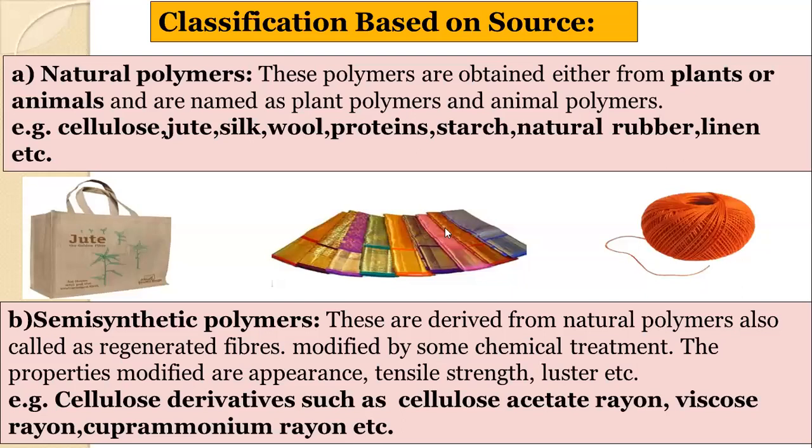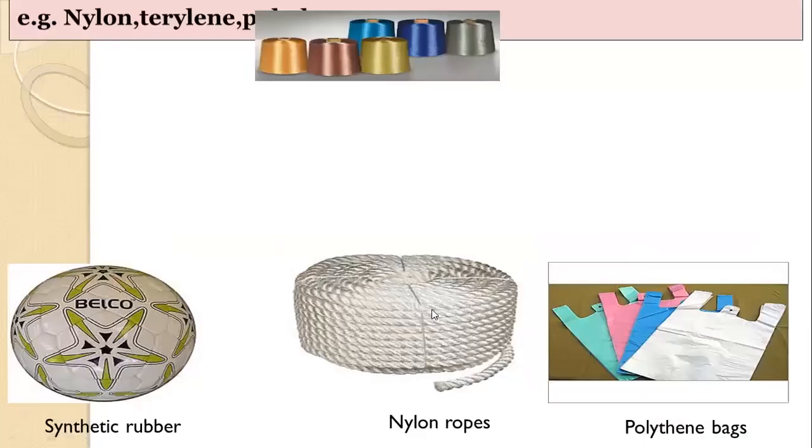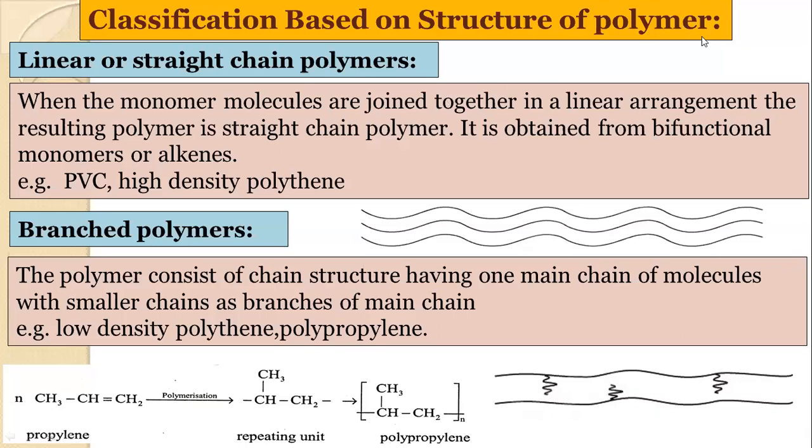So the next part is classification based on the structure of the polymers. See, in this diagram, or in this slide, we can clearly see there are some straight lines and there are some branching. So these linear polymers or straight chain polymers are in linear structure. That's why I have purposefully shown this diagram to you. So you can easily understand, if the polymers are in straight chain or linear, they are joined together in linear arrangement. Such types of polymers are called linear or straight chain polymers.